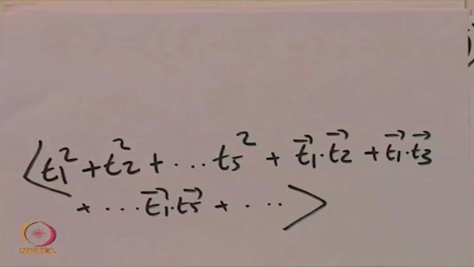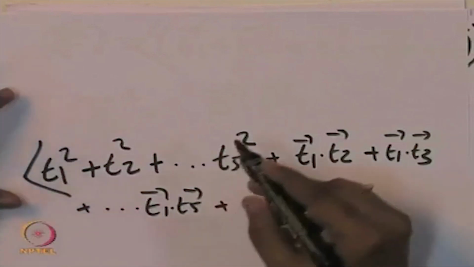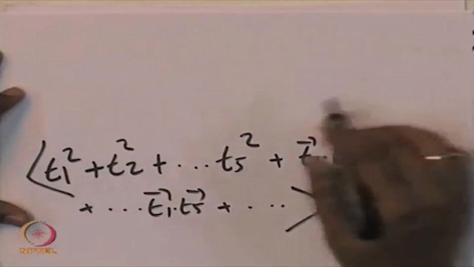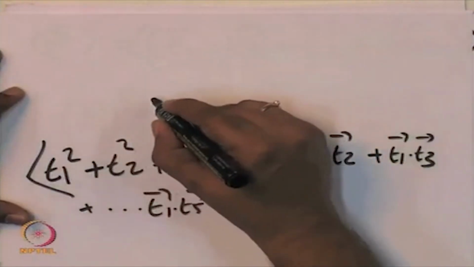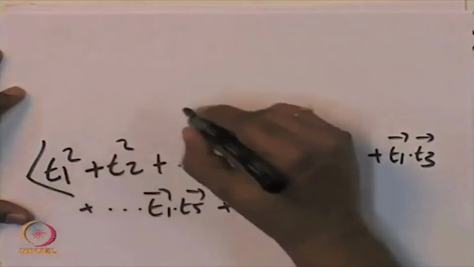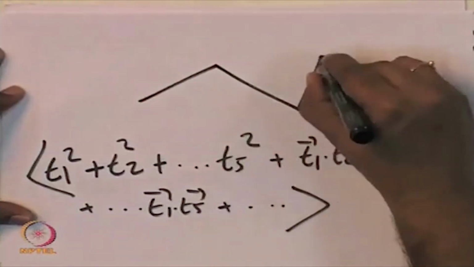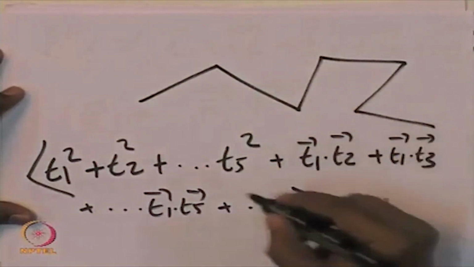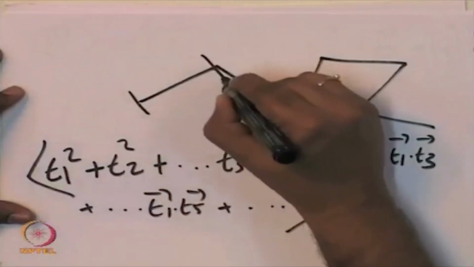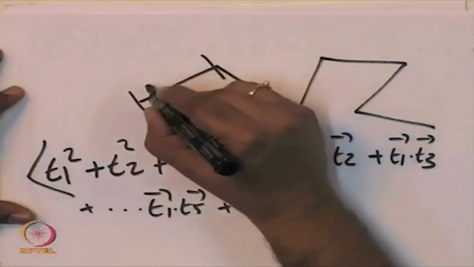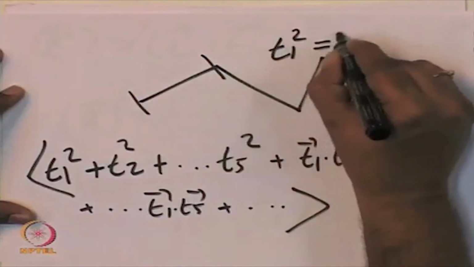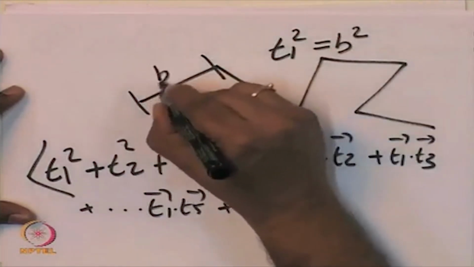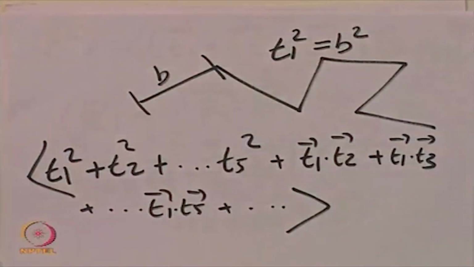So, we know that, so what is T1 square average? We saw that the T1 square of any vector average will give you the average. T1 is the size of the first. So, we have like 5 vectors. T1 is nothing but the length of this. So, T1 square is nothing but the length of this. So, if we define T1 square as b square, where b is the length of this monomer.